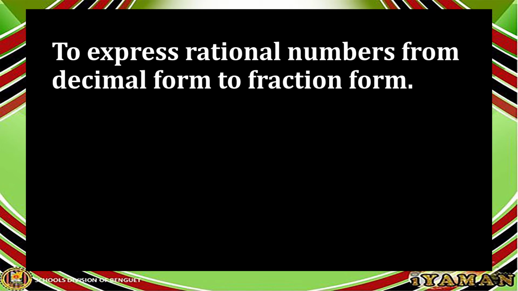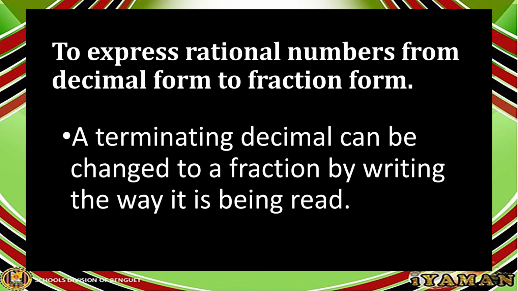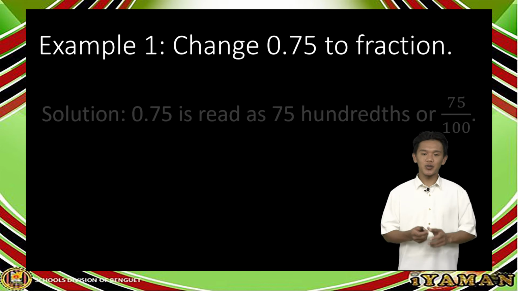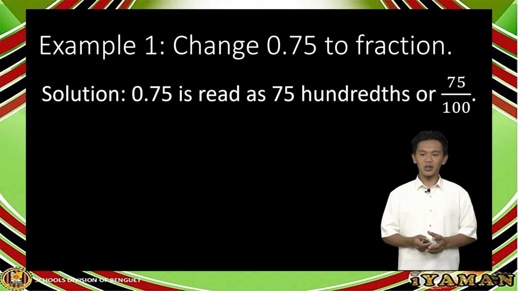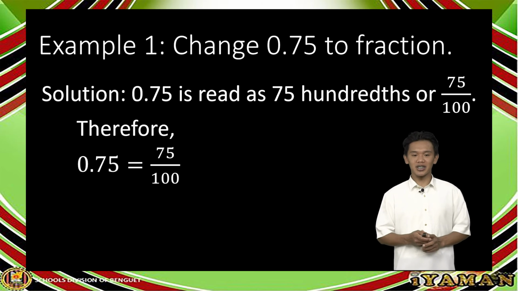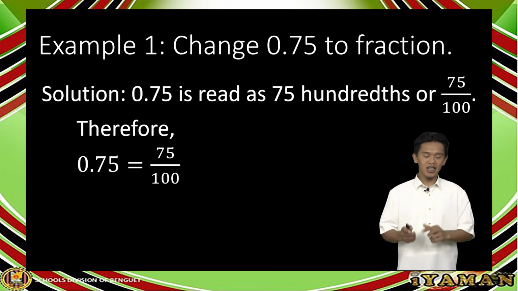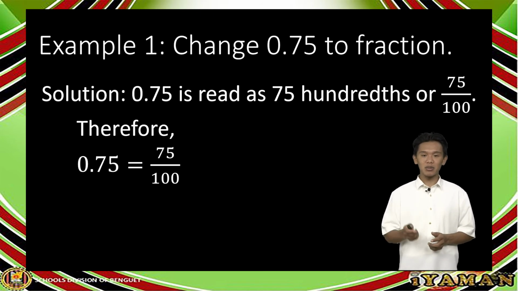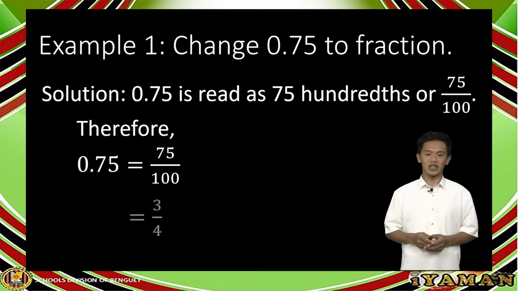To express rational numbers from decimal form to fraction form, let's do this one step by step. So a terminating decimal can be changed to a fraction by writing the way it is being read. Let's have an example. Change 0.75 to fraction. The solution for that one, 0.75 is read as 75 hundredths or 75 over 100. Therefore, 0.75 is equal to 75 over 100. Take note that if you are expressing rational numbers from decimal form to fraction form, you need to simplify the fraction. So by simplifying 75 over 100, we have 3/4.